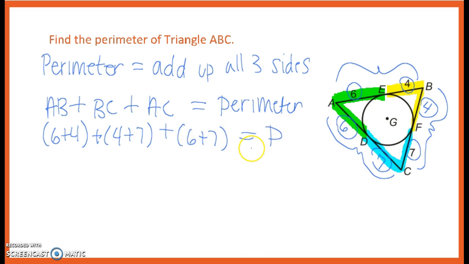And that is equal to our perimeter. Well, 6 plus 4 is 10. 4 plus 7 is 11. And 6 plus 7 is 13. So we add up all 3 values. 10 plus 11 plus 13 gives us a total perimeter of 34 units.